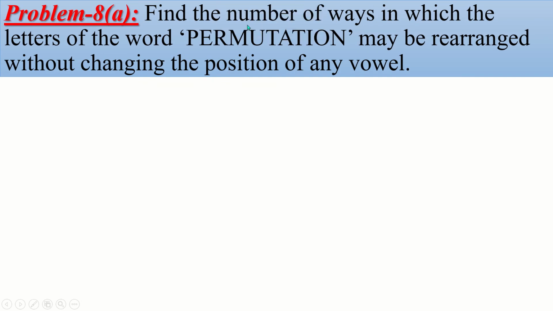Problem 8a. Find the number of ways in which the letters of the word permutation may be arranged without changing the position of any vowel. Rearranged means permutation is an arranged word. So other than permutation, we have to find another word. Okay. So at first we have to find the arrangement. Now for the solution.